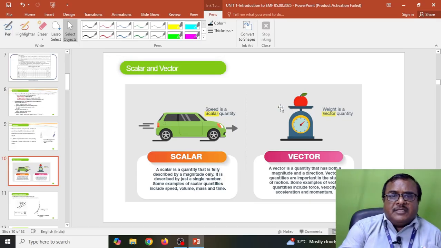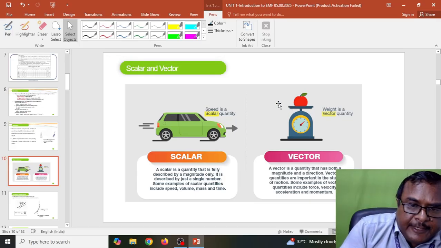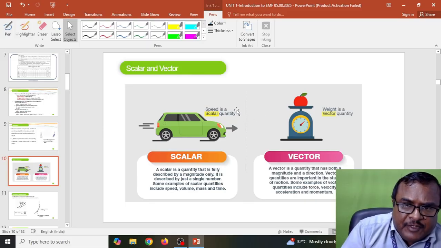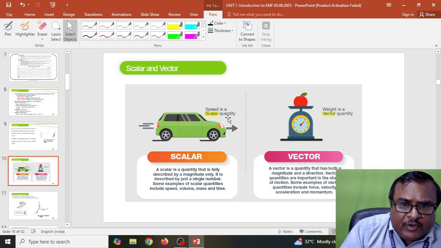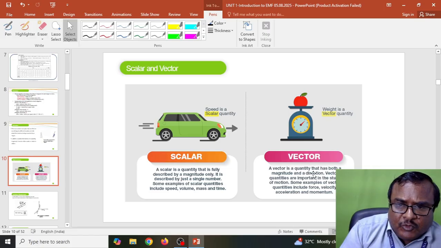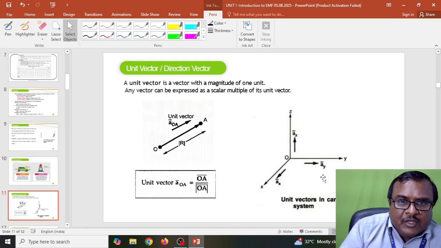A scalar is a quantity that is fully described by magnitude only. For example, speed is a scalar quantity, whereas a vector has both magnitude as well as direction. Weight is a vector quantity, so we have magnitude as well as direction. So we have two components, scalar and vector.